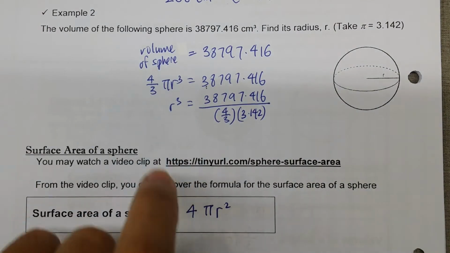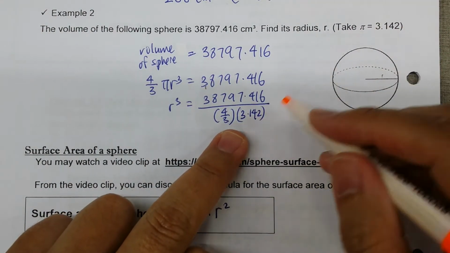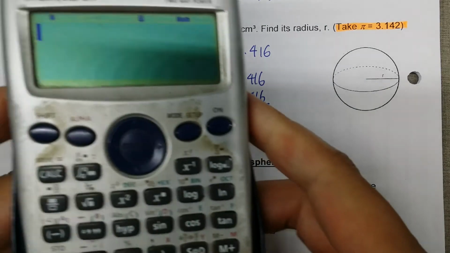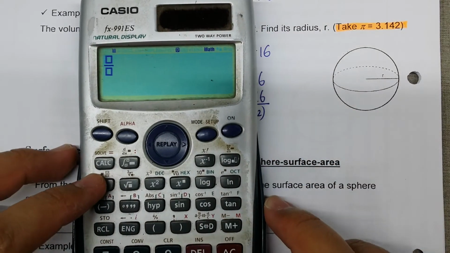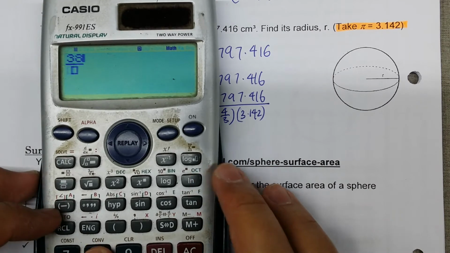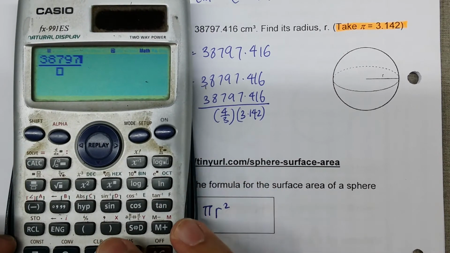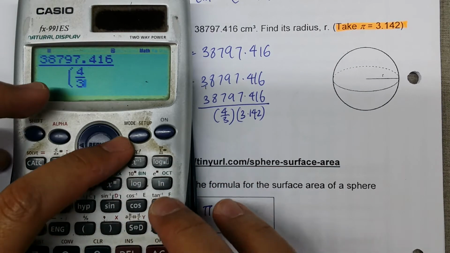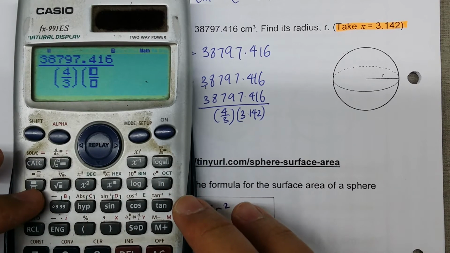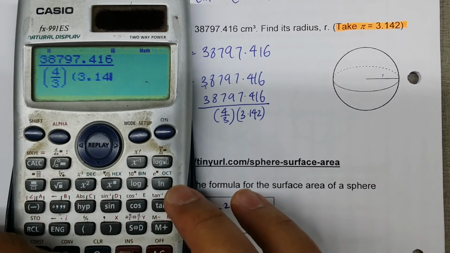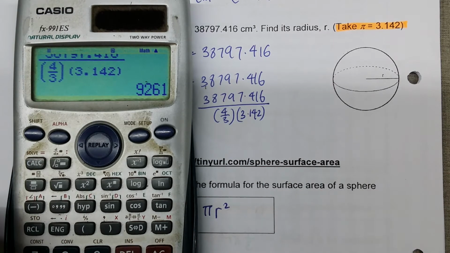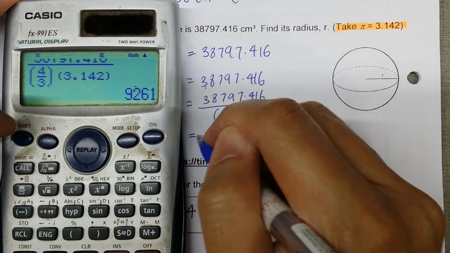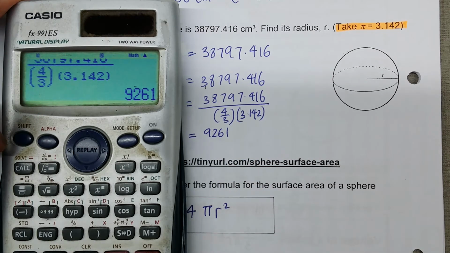Press your calculator properly. Make sure that you will show this. What do I mean by that? See how I press my calculator. I put 3879.7416 over, try to put two brackets, 4 over 3 times 3.142. That's surprisingly nice. Maybe they planned the question very well to get this number, 9261.